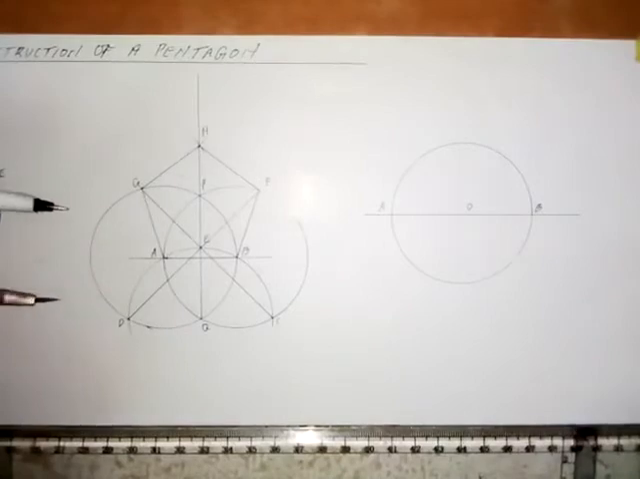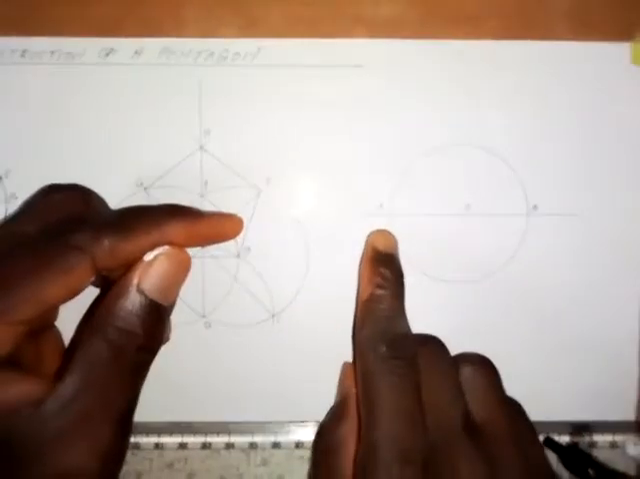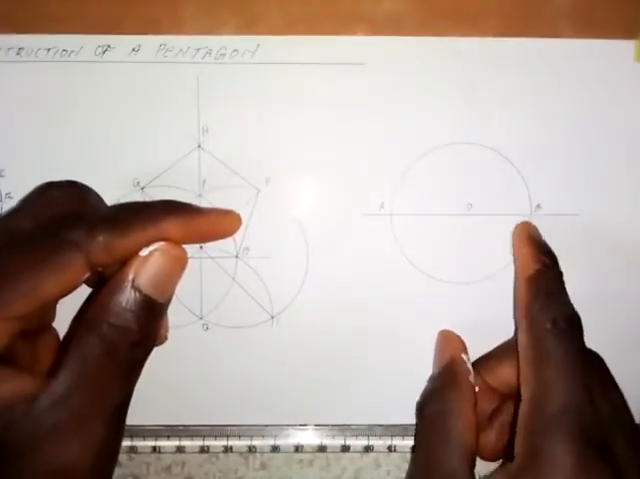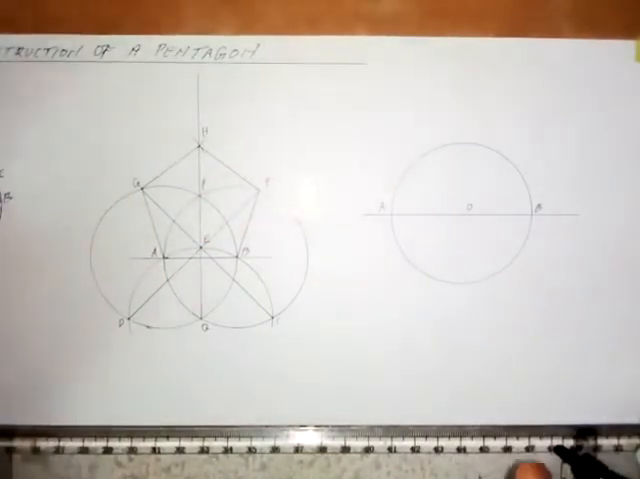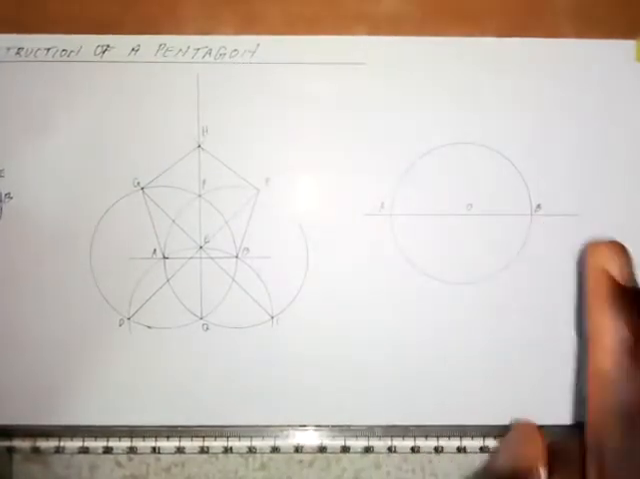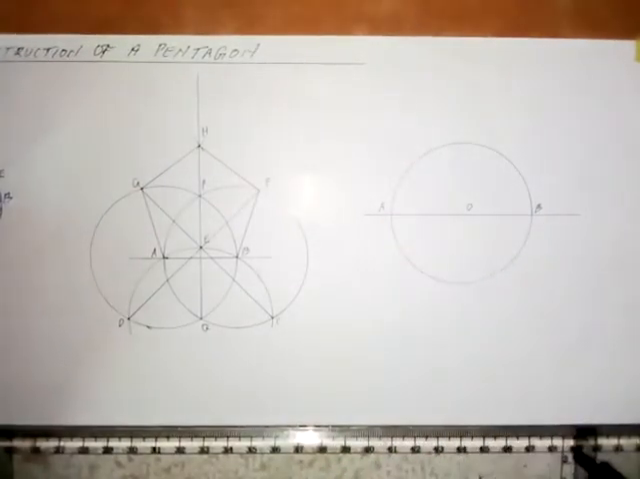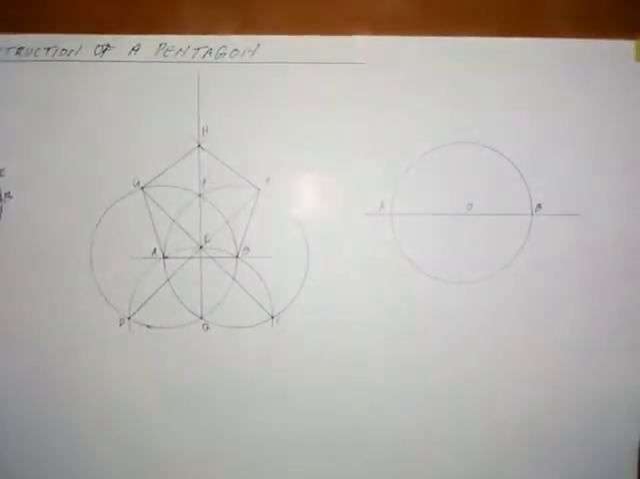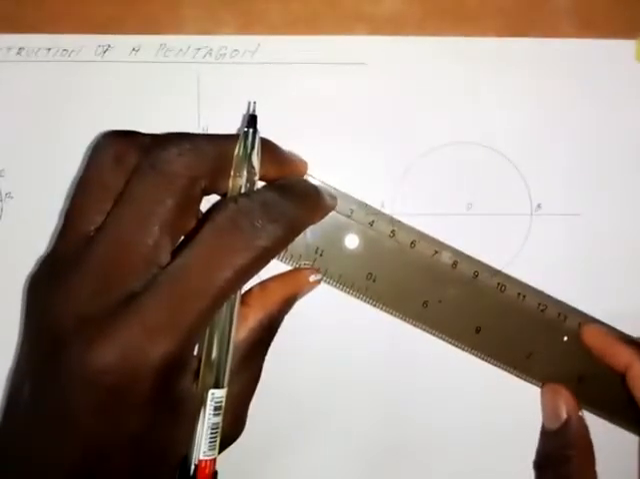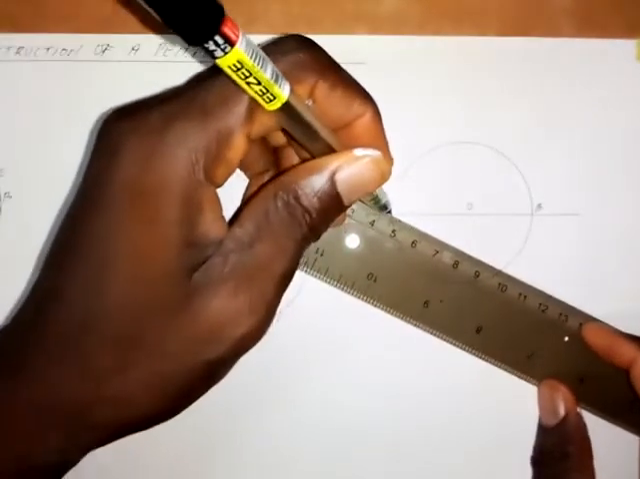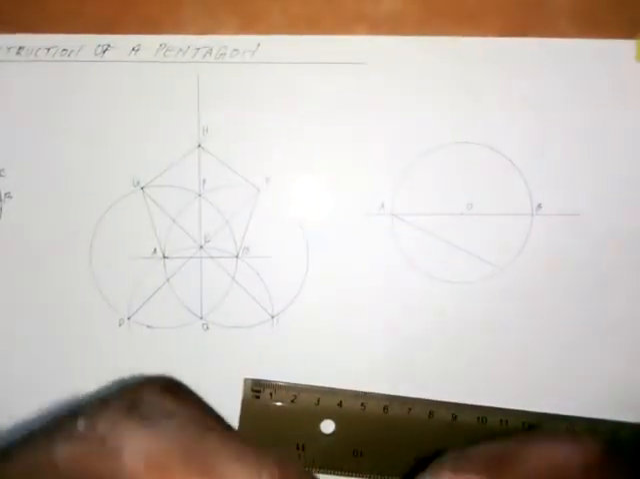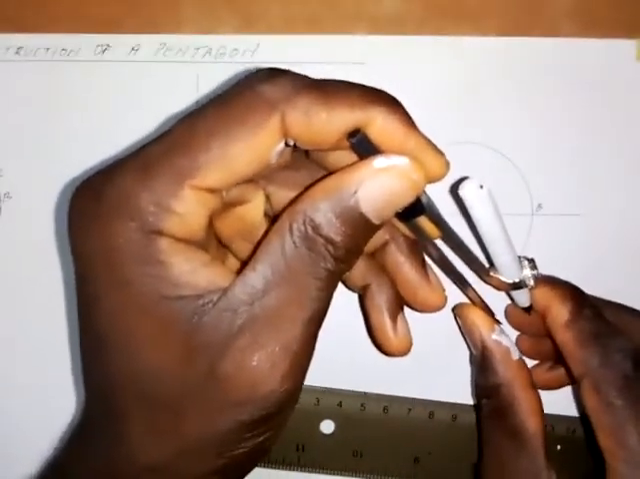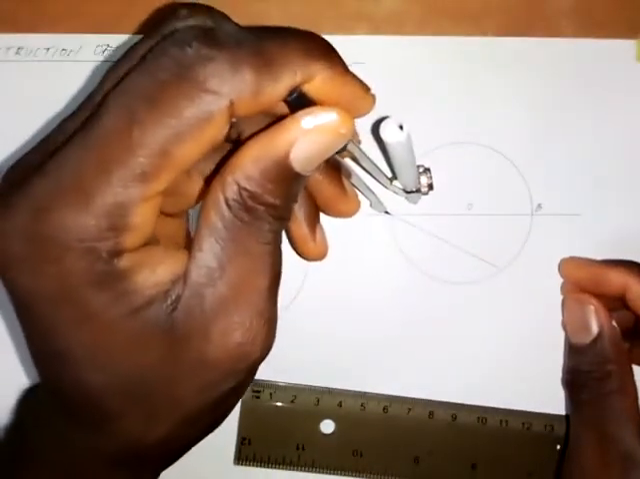Okay, so the next thing is we are going to divide the distance AB into 5 equal parts, because the number of sides of the pentagon is 5. That is the diameter, divided into 5 equal parts. To do that, produce an inclined line, then take your compass, extend to any convenient radius, and make 5 arcs on this line.